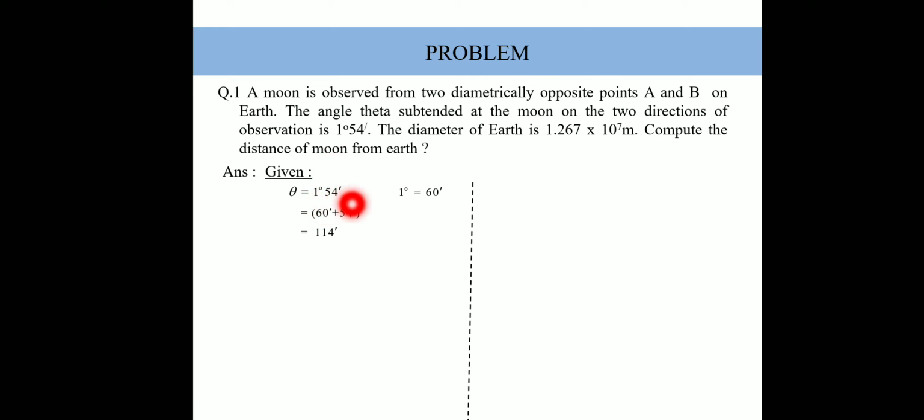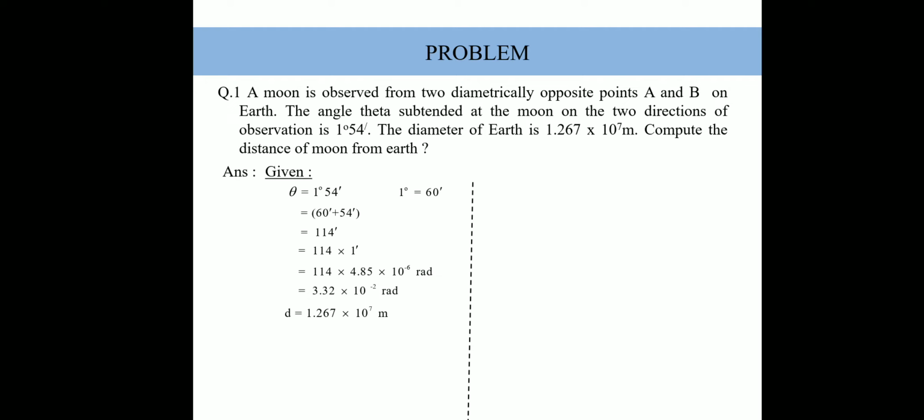This is how we do it: 114 minutes. Now we know the value of 1 minute, as we have seen already, so we multiply the value of 1 minute by 114. The value of 1 minute is 4.85 into 10 to the power minus 6 radians, and the answer comes out to be 3.32 into 10 to the power minus 2 radians.